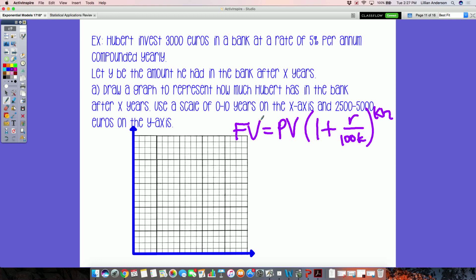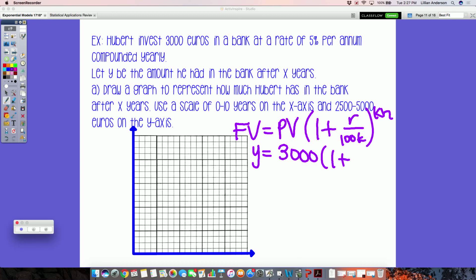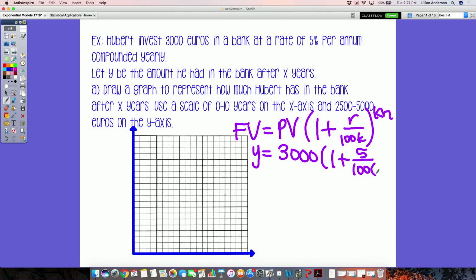What's our present value? 300. What's our rate? What's your R? R is 5. And what's the value of K? 1. Because remember, K represented the number of compounding periods per year, and since it's being compounded yearly, that is 1. And then K times N is the exponent. What are we going to plug in for N? X.